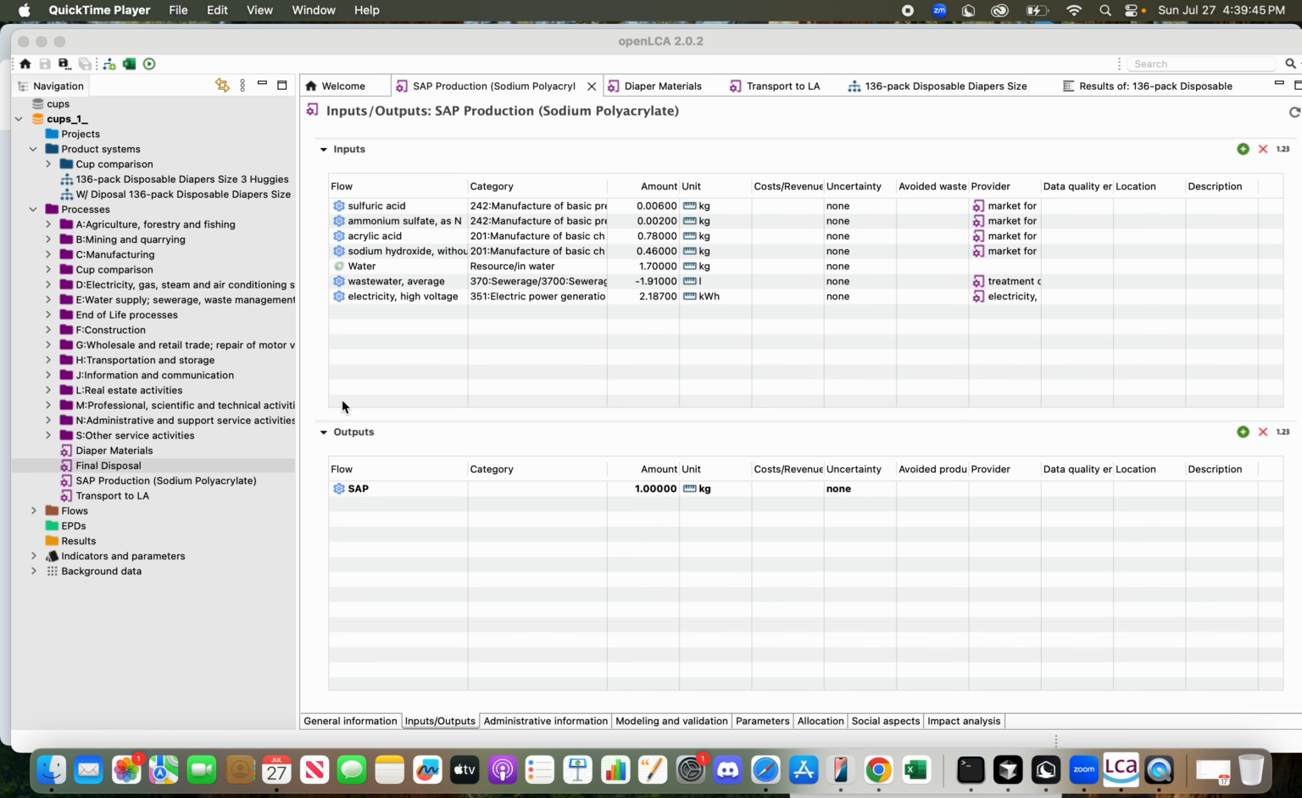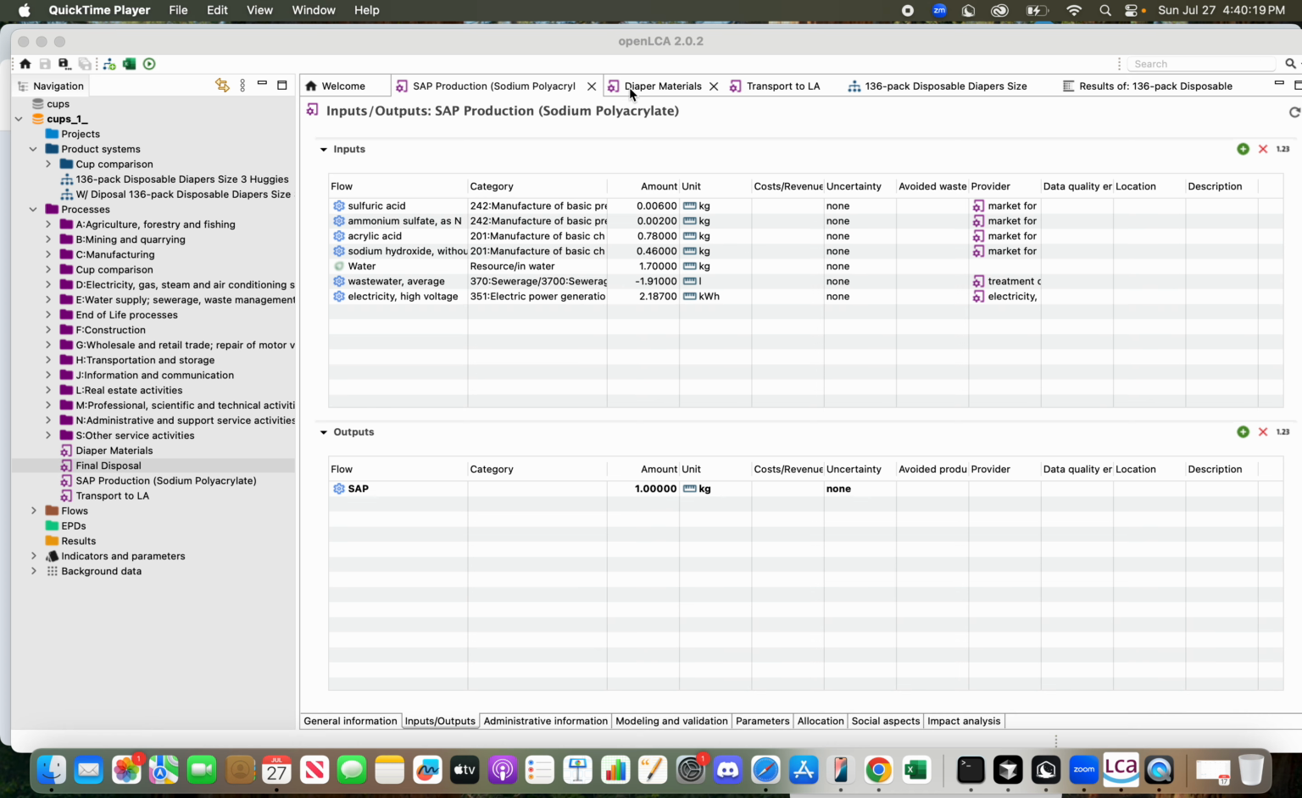So what we have here is just the LCA of the disposable diapers. And everything we did with the Dayrise LCA is the same. So the same system boundary, the same functional unit. We're using a 136 pack size 3 Huggies disposable diapers, and we're only doing cradle to door. So only the raw materials, the production energy, and the transport to consumer. So everything I inputted in Dayrise is the same as it is here.